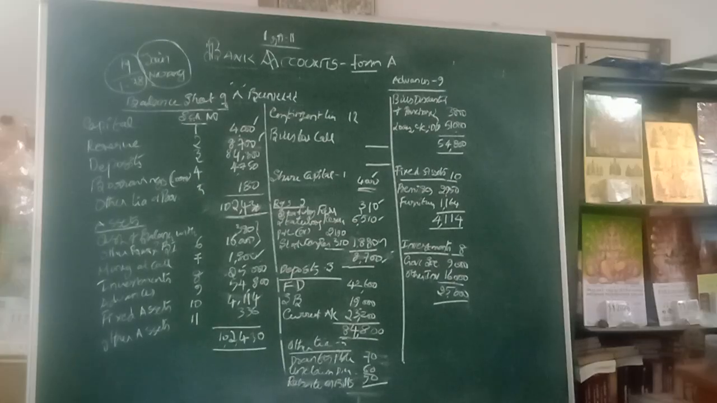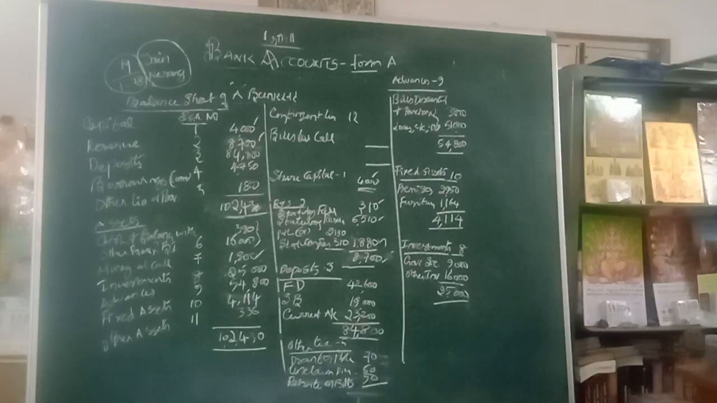Another one is statutory reserve. For that statutory reserve, please refer to schedule number 2. A separate schedule is prepared and shown here, and the given amount of statutory reserve comes to 6,510. That schedule should be prepared, and I will tell you what items are taken in that schedule. The next one is fixed deposits.